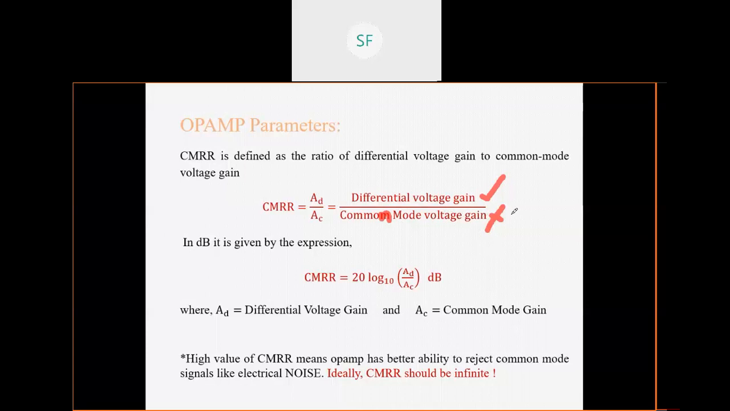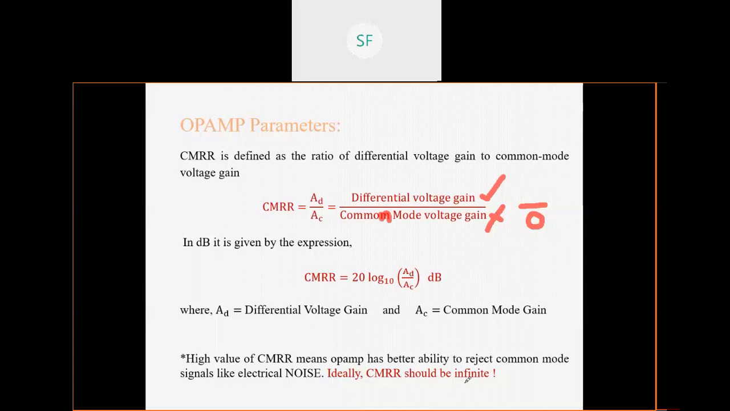So we want this denominator to be as minimum as possible. If I'm talking about the ideal value, then the ideal value of the denominator should be 0, because I want this part to be as minimum as possible. So ideally it should be 0. Anything divided by 0 will be equal to, anyone? Infinity. Right. Anything in the numerator, it doesn't matter, but anything divided by 0 will be infinity. So that means the ideal value of CMRR should be infinite.